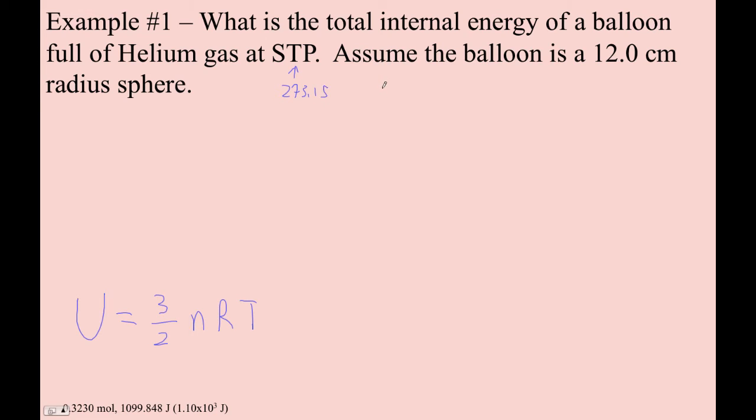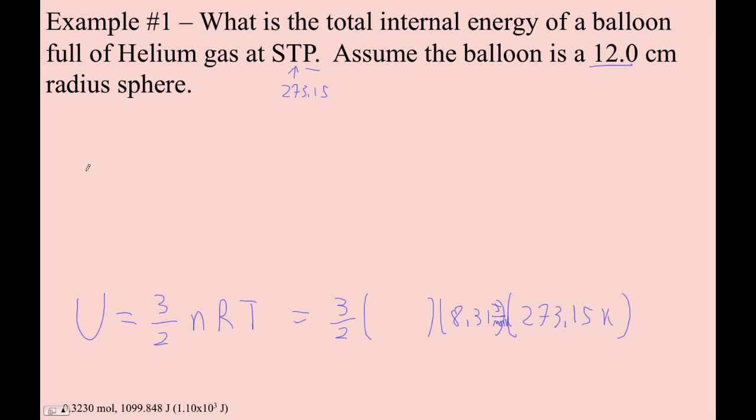Standard temperature is 273.15. So that's going to be 3/2, and R is 8.31 joules per mole Kelvin, and the temperature is 273.15 kelvins. It fits in there perfectly. What we don't have is the moles, and of course we're going to have to figure that out from the volume, the pressure, and the temperature.